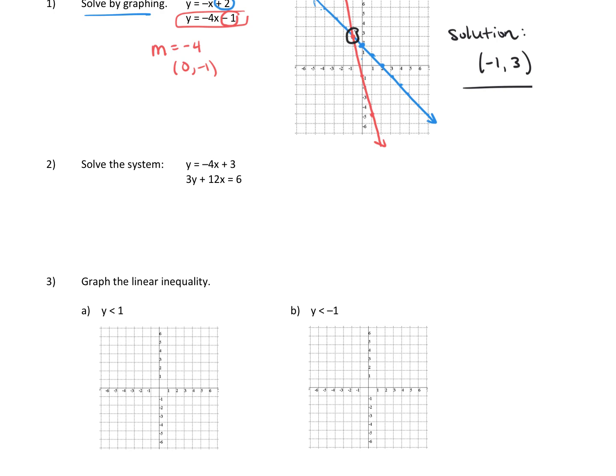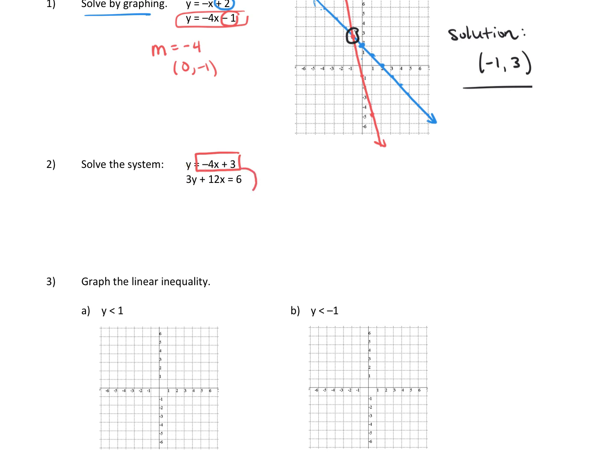All right, number 2 says to solve the system. If we're doing this algebraically, we can do this with substitution or elimination. If you have a variable already solved for, so see how this has a y equals already? This is set up really nicely for substitution. So we're going to put a box around what y equals, that -4x plus 3. That's going to get substituted into our other equation for the y variable because y is equal to this.